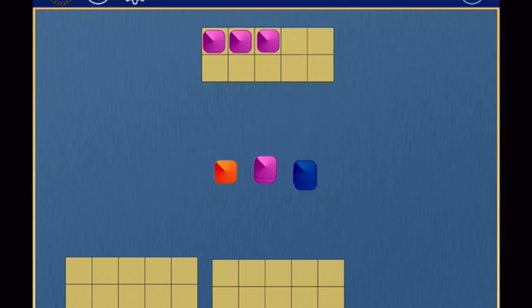So Charlie had 3 pieces of candy and she gave Tayson 2. So I'd start with the 3 pieces and I would remove 2. So 3 minus 2 equals 1.